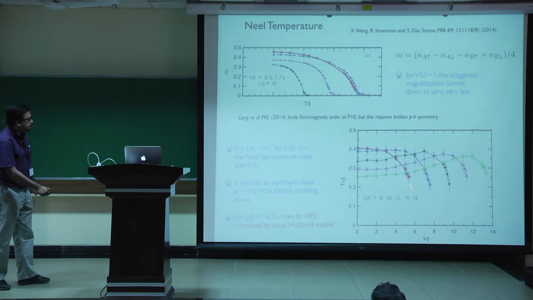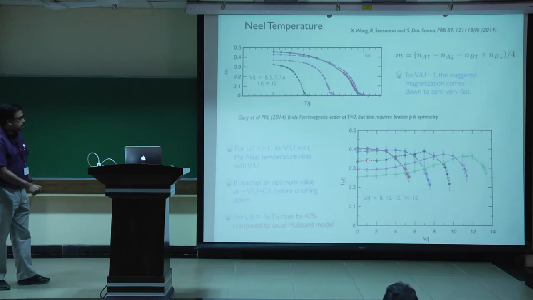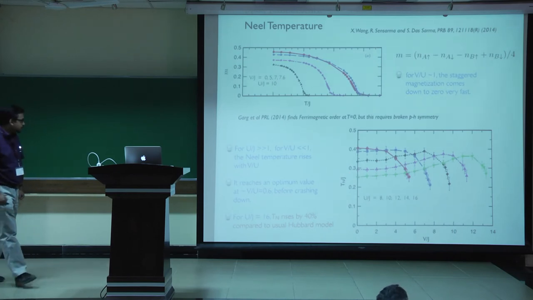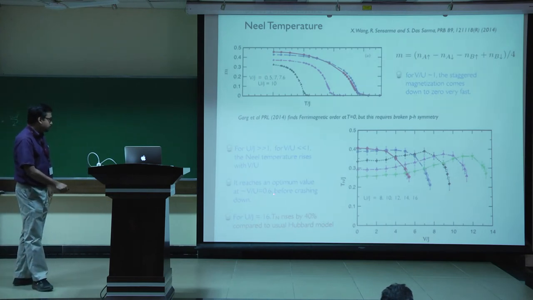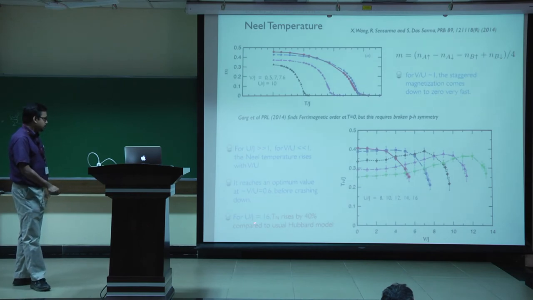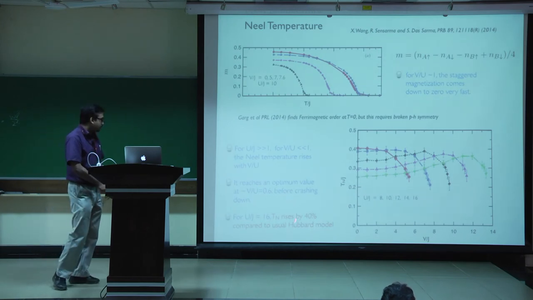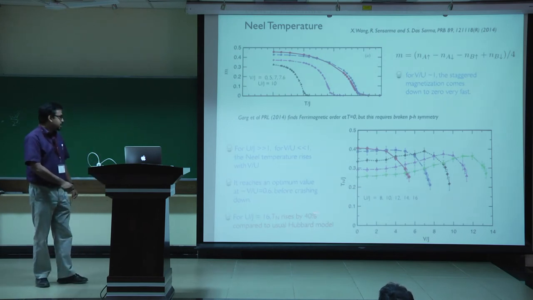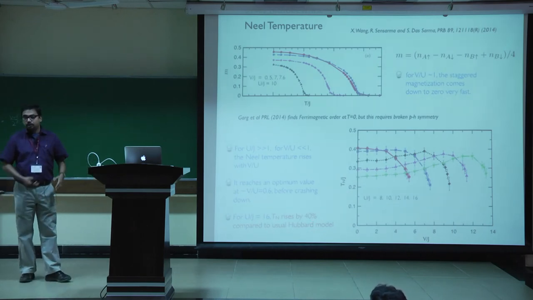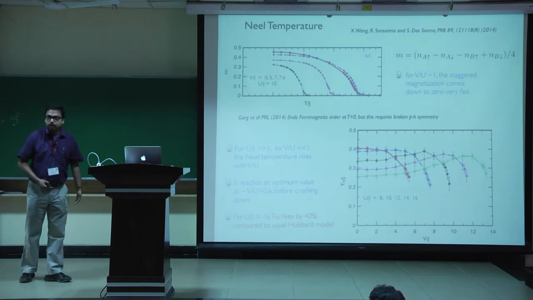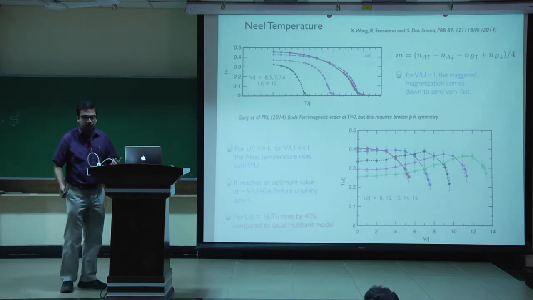This is plotted for different values of U over J. For small U over J, you pretty much see it coming down. But as you increase U over J to larger and larger values, it first goes up and then starts falling. It reaches an optimum value at V over U of the order of 0.6 before crashing down. The main point is that if you take U over J of 16, which is a reasonable value for these cold atom experiments, the Néel temperature rises by about 40%. This is the high temperature part, where you see that compared to the normal Hubbard model, you actually have a Néel temperature which is 40% higher.